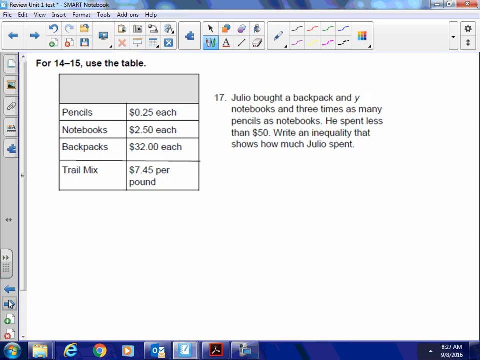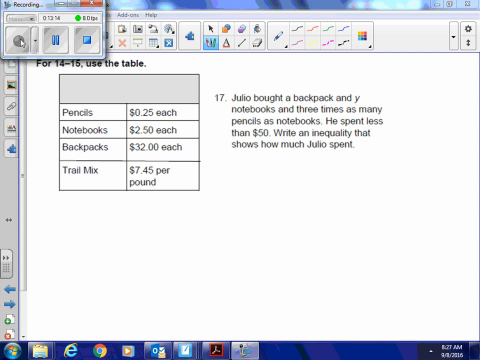All right, on this one, we've got Julio who bought a backpack and Y notebooks and 3 times as many pencils as notebooks, and he spent less than $50. Now, they aren't asking us to solve for anything. They just want us to write the inequality that works for this problem. All right, for the first part, the backpack, that's just $32. What else did he buy? He bought Y notebooks. Well, notebooks cost $2.50, so that's $2.50y for the amount spent on notebooks in total.